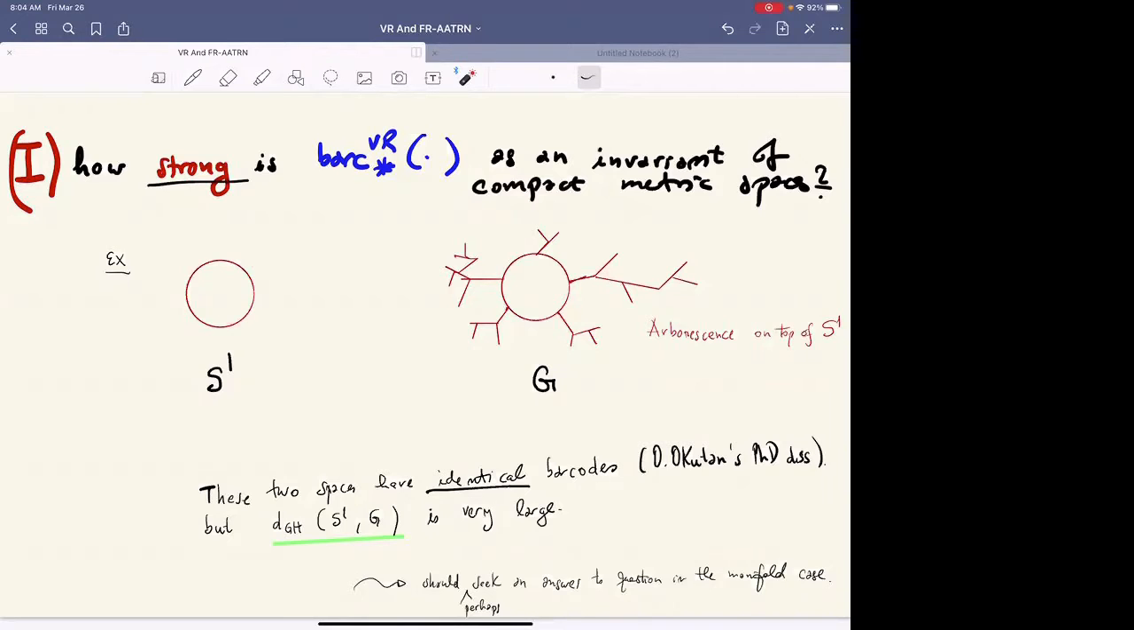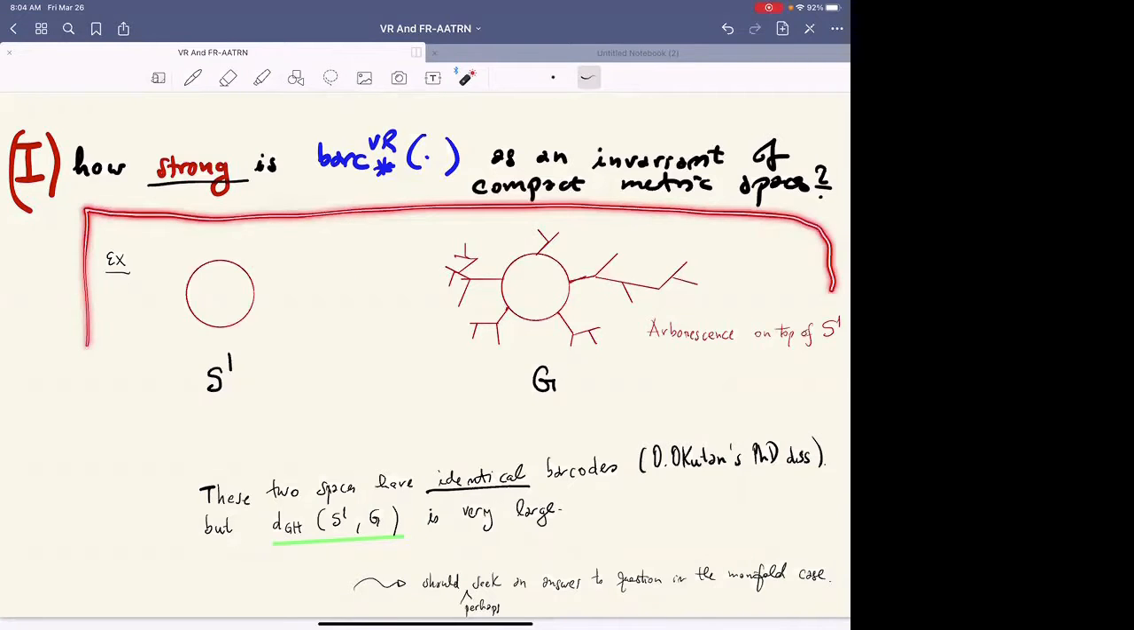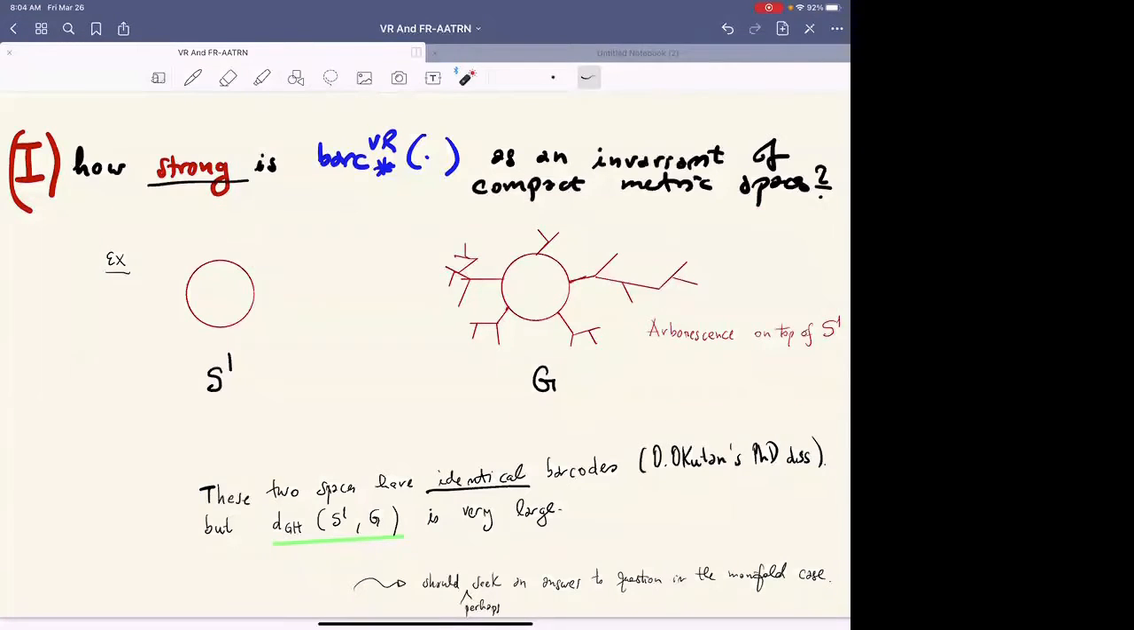So in general, the question is, I mean, there are some non-too optimistic examples. For example, you can consider S1 with, say, the geodesic distance. And then you can consider a copy of S1 to which you attach a lot of trees. It can be proved that these two metric spaces actually have the same barcodes for all dimensions. But of course, by taking these branches to be as long as you want, you can make the Gromov-Hausdorff distance between them to be very, very large.